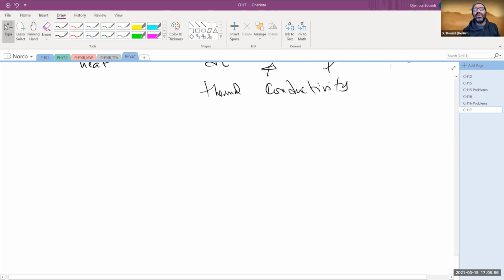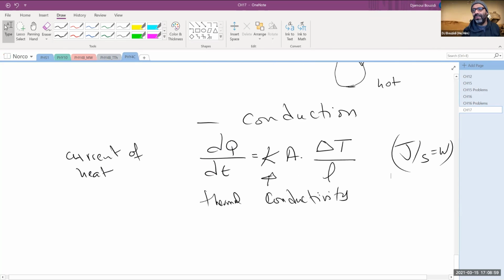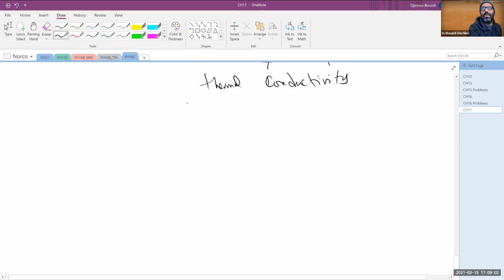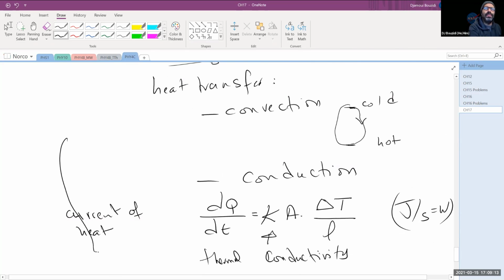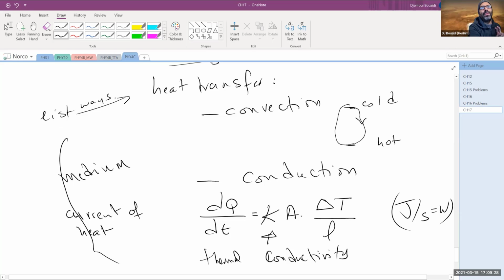Another way for heat to transfer is by conduction. The third way for heat to transfer is by radiation. The first two require media. This one and that one actually require a medium. So again, this is item 2 of the discussion. Please list ways for heat to transfer and give some examples, okay? In other words, show understanding.